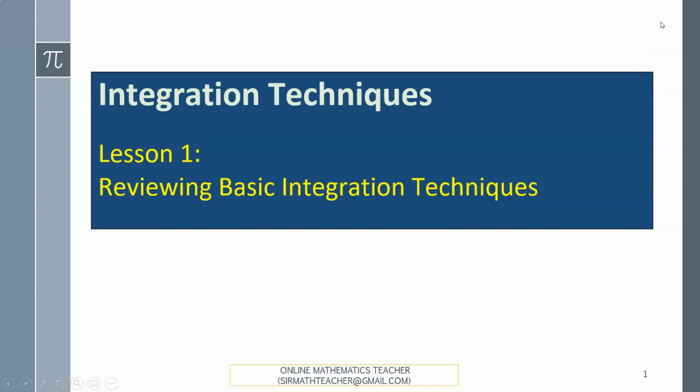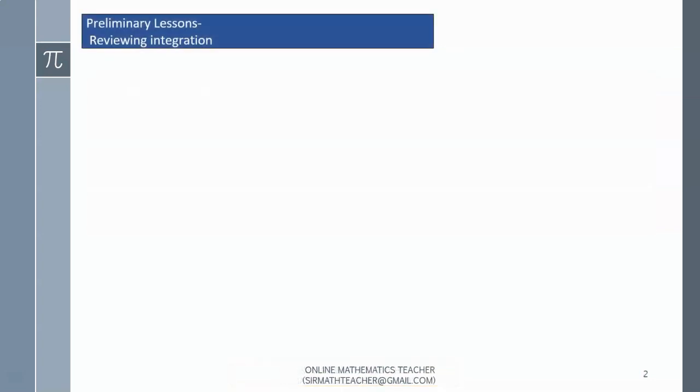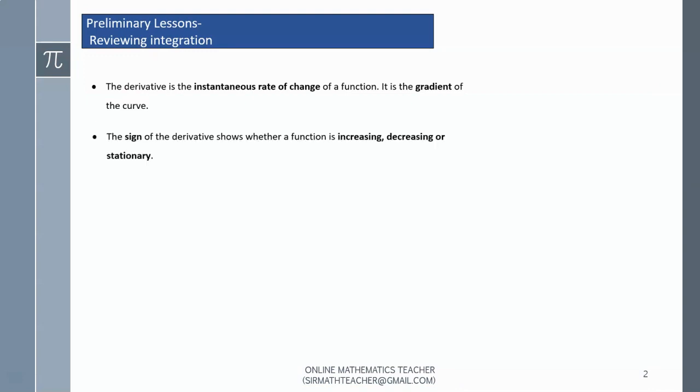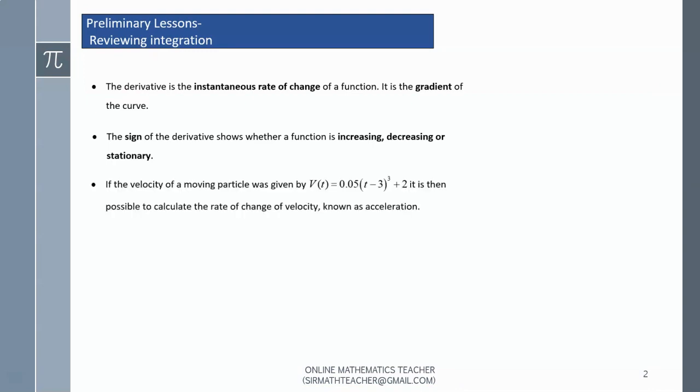Integration techniques. Lesson 1. Reviewing basic integration techniques. The derivative is the instantaneous rate of change of a function. It is the gradient of the curve. The sign of the derivative shows whether a function is increasing, decreasing, or stationary.